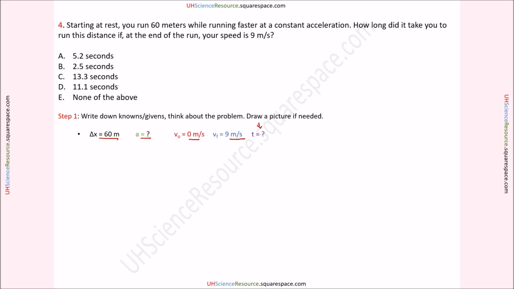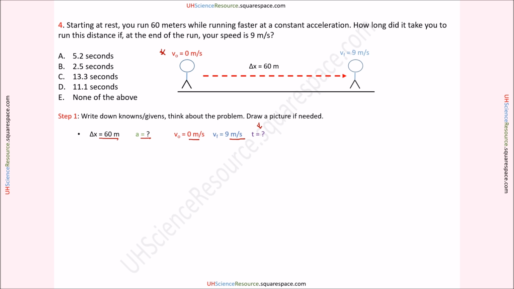So let's kind of imagine this in a drawing. So at first, we're at rest, and so we know that our initial velocity is going to be 0 meters per second. And we're going to run 60 meters. And at the end of that 60 meters, our velocity is going to be 9 meters per second. So if we can imagine this, we can kind of get an idea of what equations we need to use.